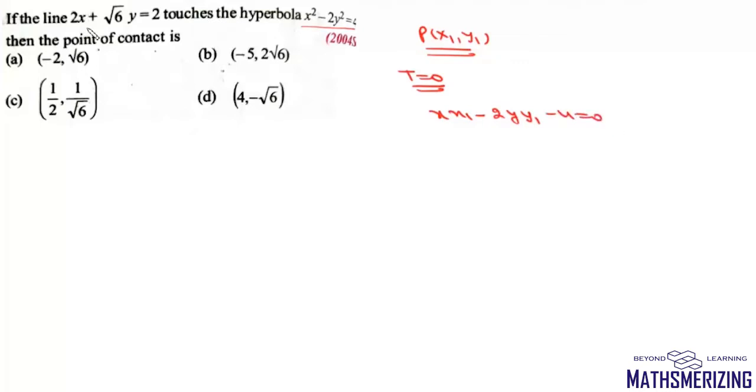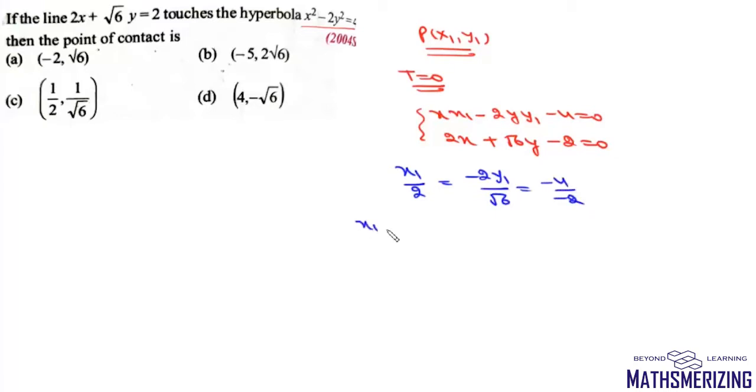And in the question, it is already given that the equation of tangent is 2x plus root 6y minus 2 equals 0. Now these two lines represent the same equation. So we can write x1 upon 2 equals minus 2 y1 upon root 6, and it is equal to minus 4 upon minus 2. So here we'll get the value of x1 as 4 and the value of y1 as minus root 6. So the point of contact will be (4, minus root 6), and that's your option D.